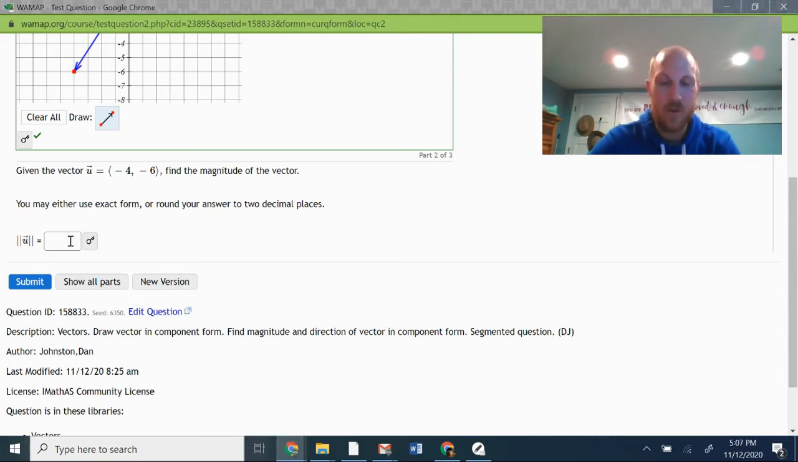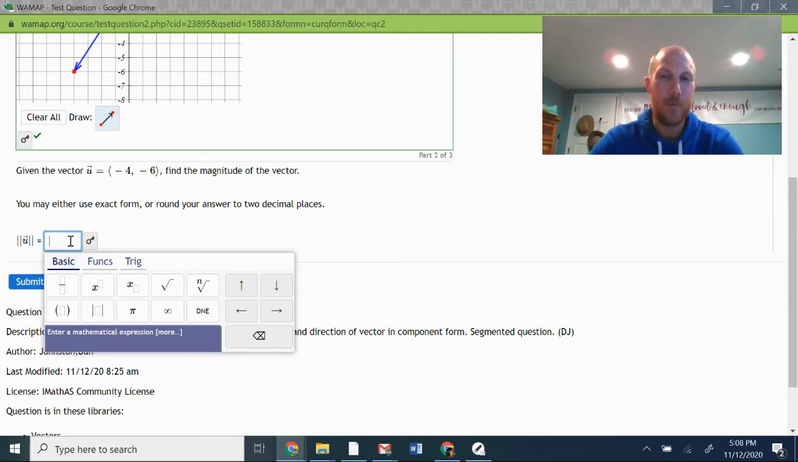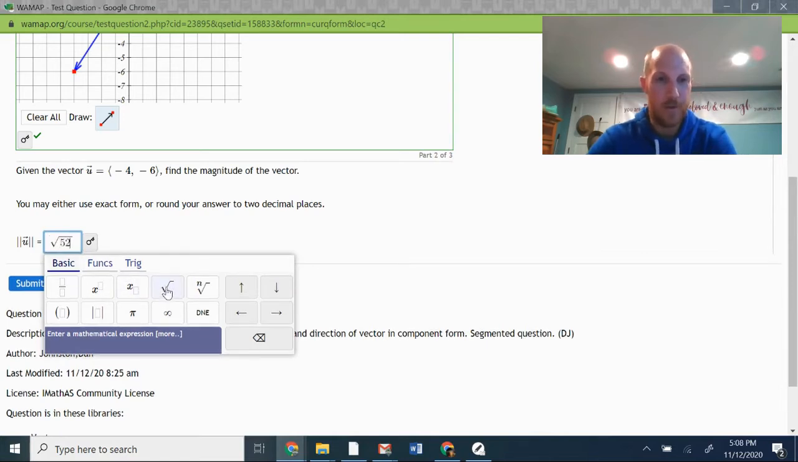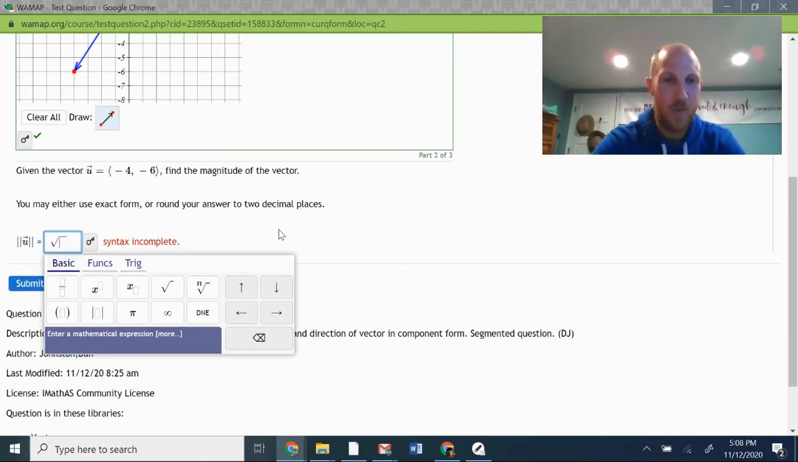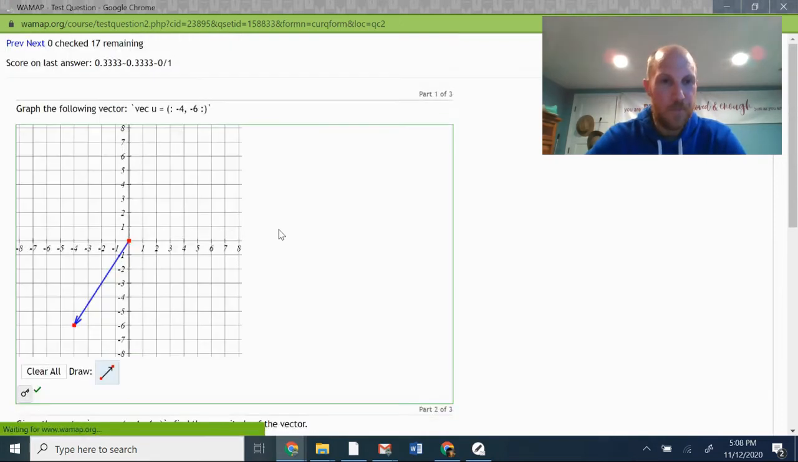So when I click into this answer box, a toolbar pops up. The easiest way to do this is just select the square root symbol and then type the 52 right in there. Before I hit submit, let me show you another option. Some people would rather use the keyboard, that's their preference. So you can type SQRT. Watch when I hit the T, it's going to magically change into the radical symbol, and then I can put 52 right in there, hit enter.